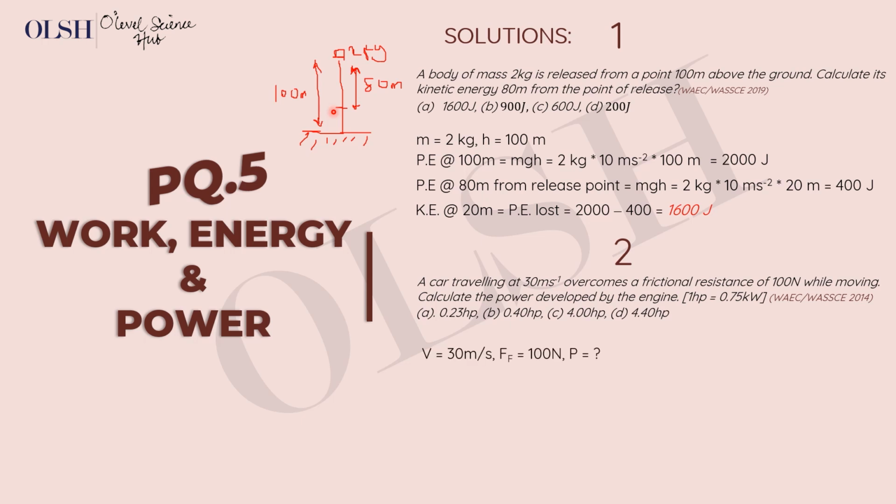So we have our parameters. We have V, which is the velocity at 30 meters per second. We have our frictional force to be 100 newtons, and we're asked to find the power the engine exerts. We know that power is work done over time, and work done is force times distance over time.